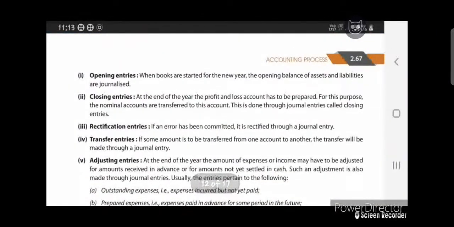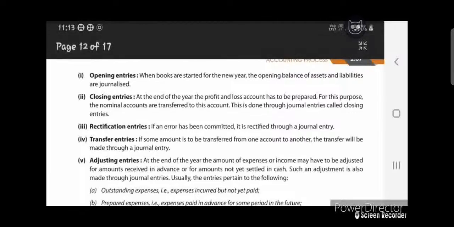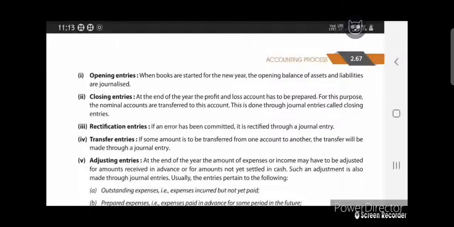So, opening entries. Opening entries means when books are started for the new year, the opening balances of the assets and liabilities are journalized. When you start recording the accounts in the books in the new year, the opening balance of the company, what is assets and what is liabilities, will be journalized.